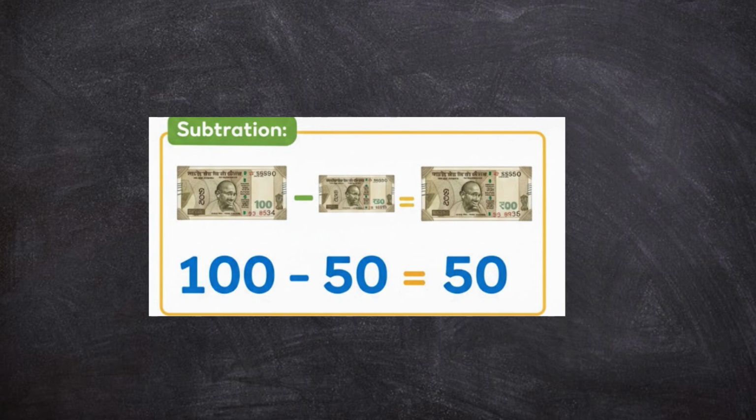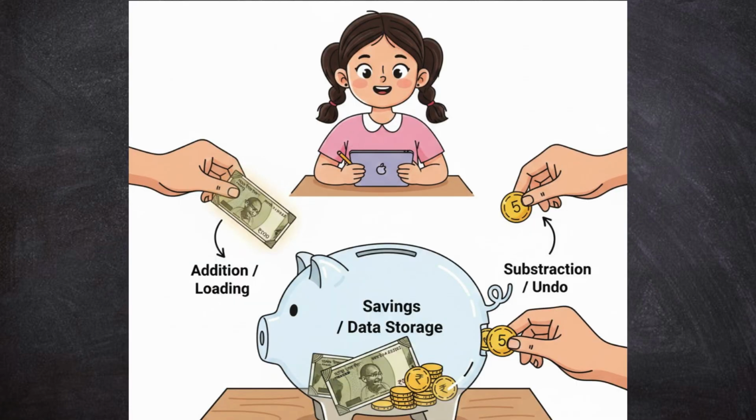And here is something important. Subtraction is not negative thinking. It's controlled removal. In coding, we sometimes call it an undo. Now here is the bigger idea. Mathematics is not about memorizing formulas. It's all about understanding systems, storage, structure, operations.